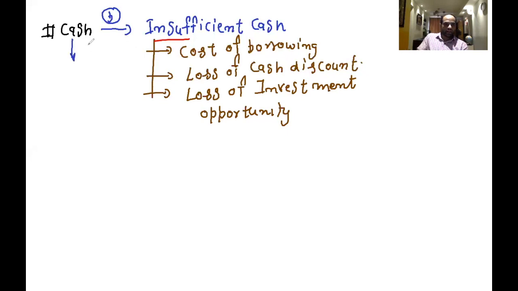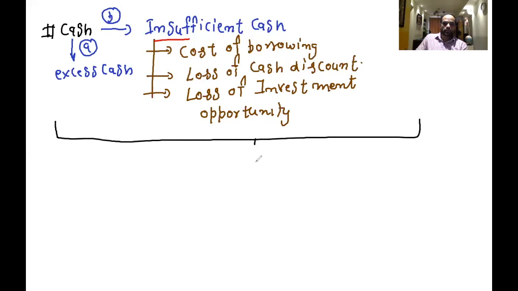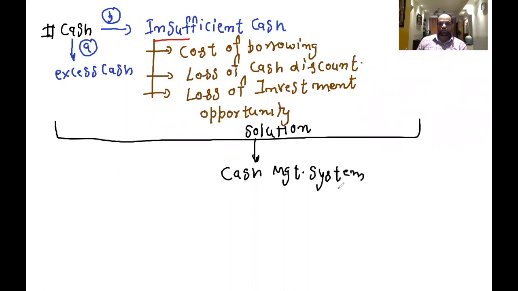that was A, that we discussed before, holding excess cash, and B, holding insufficient cash. So these are the problems. So let's talk about what is a solution. Let's talk about solution. Solution is a cash management system. Right?